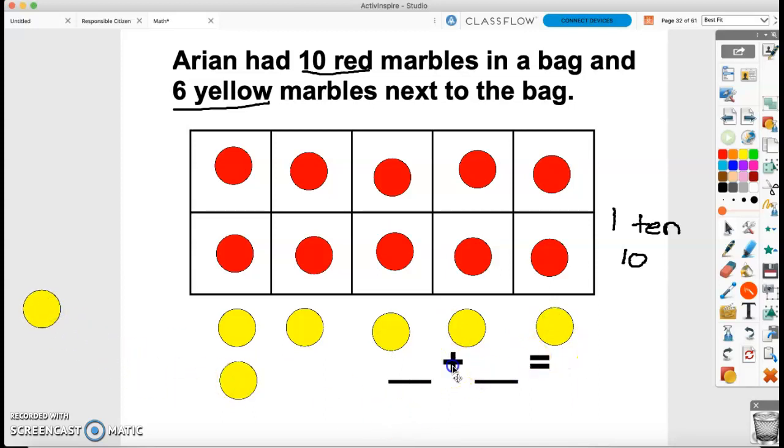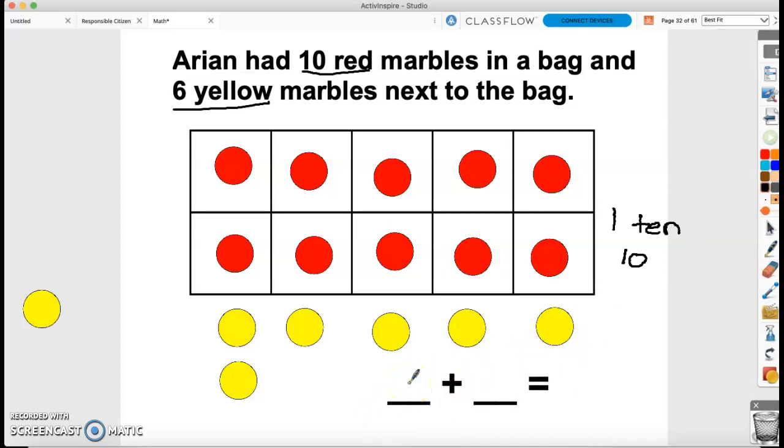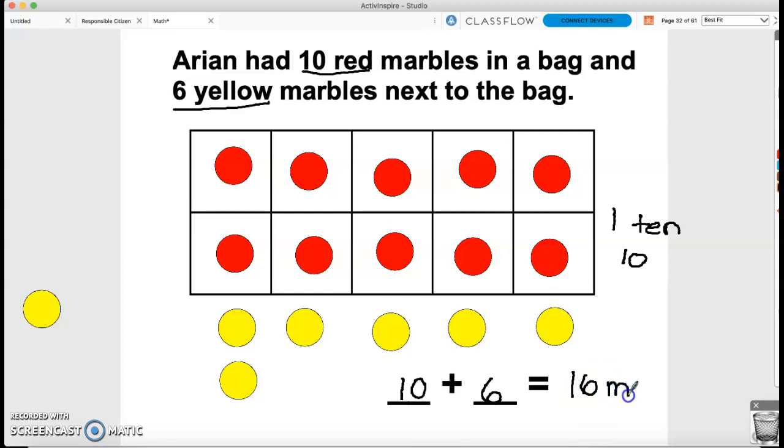So if I were to make a number sentence with that, I could easily write that I know in the 10 frame that I have 10 marbles. I also know that outside the 10 frame we have 6 yellow marbles. So I know that I have 10, and I'm going to count up 11, 12, 13, 14, 15, 16. So I know I have 16 marbles altogether, or Arian has 16 marbles altogether.